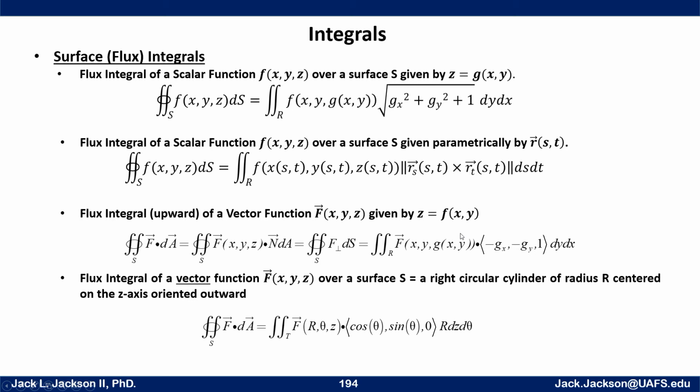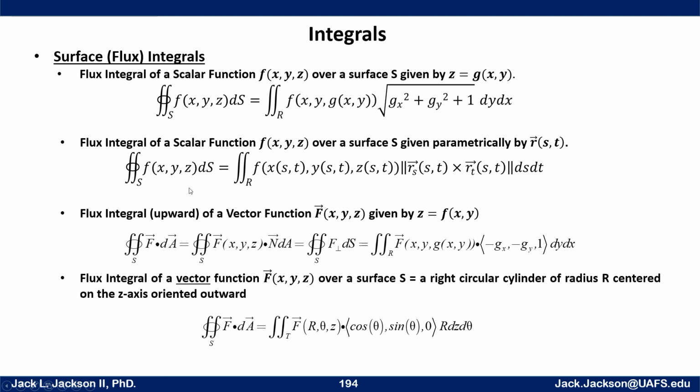We have surface or flux integrals, and there's various kinds of those. So the flux integral of a scalar function, just like you had a line integral of a scalar function, you can have a flux integral of a scalar function. And so if z is a function of x and y, then the flux integral of that dS can be done this way. It's f of x, y and then g of x, y for z. And then the dS is the square root of g sub x squared plus g sub y squared plus 1, and then you've got your dA, which is dy dx.